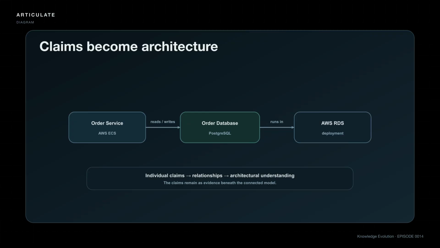Individually, these are architectural assertions. Together, they begin to describe a system. They identify architectural entities, they establish relationships, and they create a connected architectural model. Other claims might describe ownership, business capabilities, characteristics, principles, and decisions. The architecture emerges from the relationships between what Articulate has learnt.